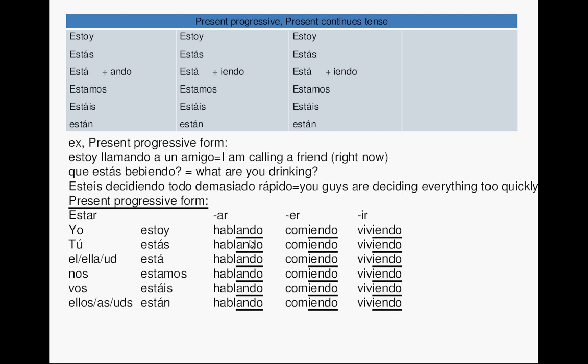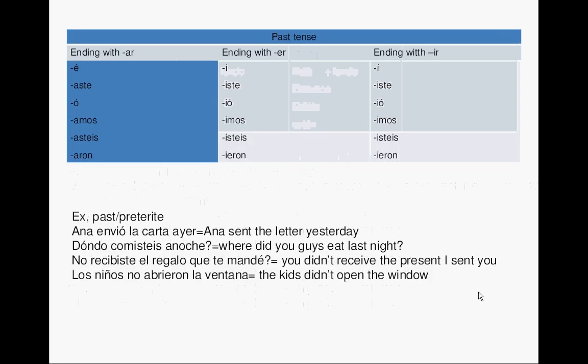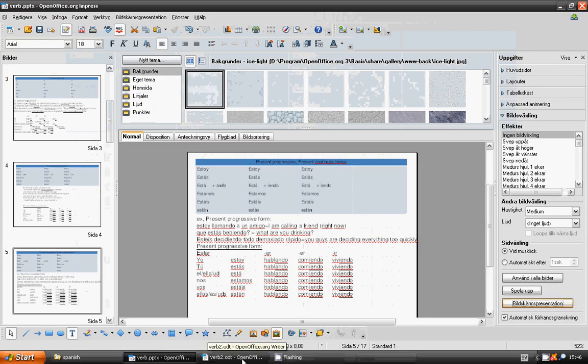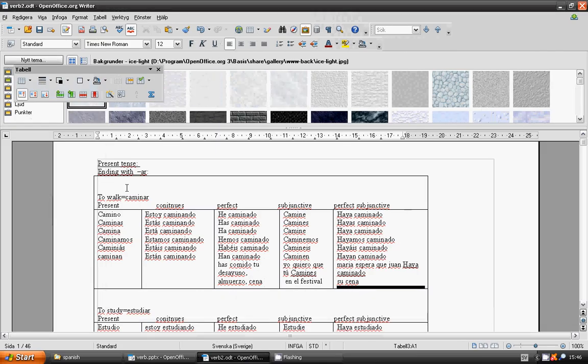Now we are going to practice a little. To walk, in the present tense. We have present, present continuous, present perfect, present subjunctive and present perfect subjunctive. To walk: camino, caminas, camina, caminamos, camináis, caminan. Present continuous: estoy caminando, estás caminando, está caminando, estamos caminando, estáis caminando, están caminando.